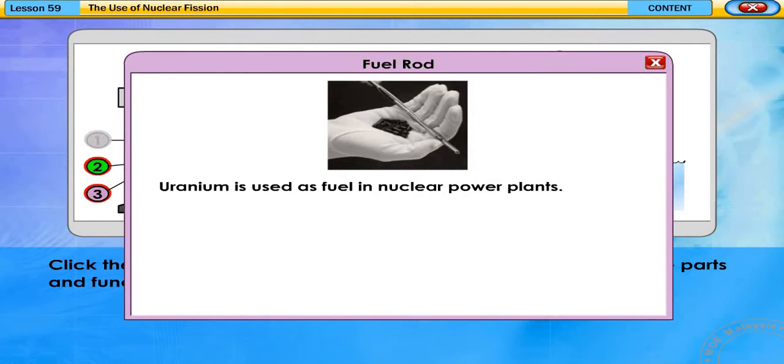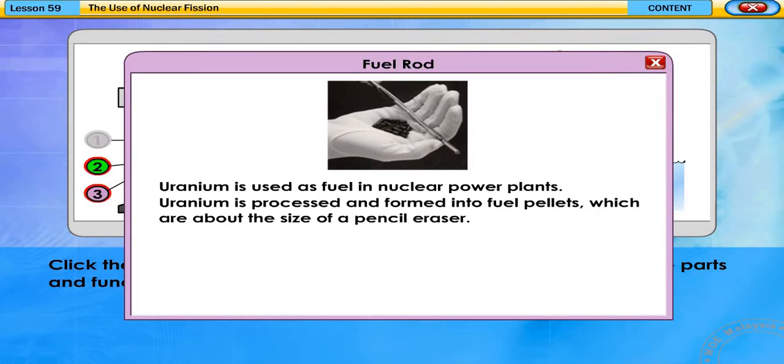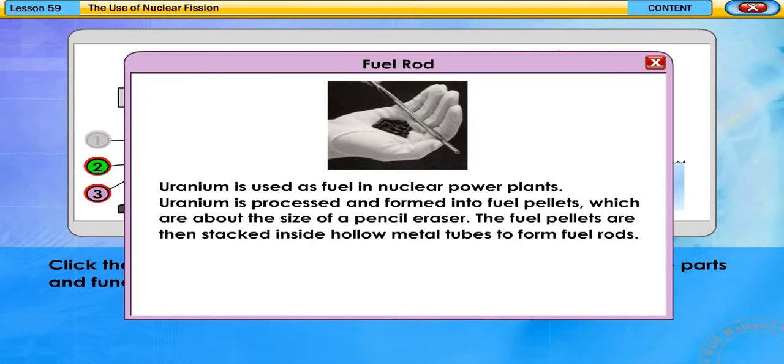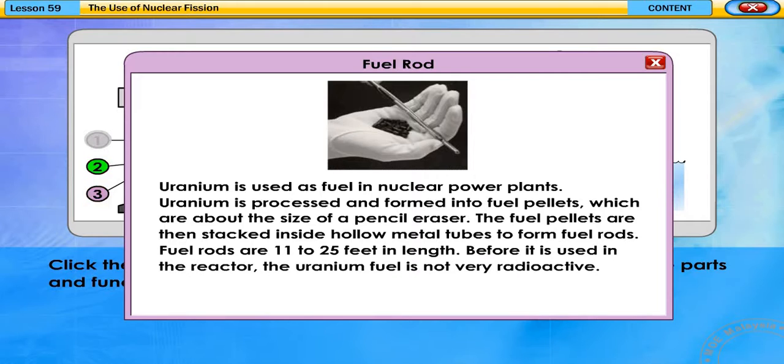Uranium is used as fuel in nuclear power plants. Uranium is processed and formed into fuel pellets, which are about the size of a pencil eraser. The fuel pellets are then stacked inside hollow metal tubes to form fuel rods. Fuel rods are 11 to 25 feet in length. Before it is used in the reactor, the uranium fuel is not very radioactive.